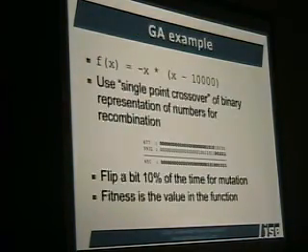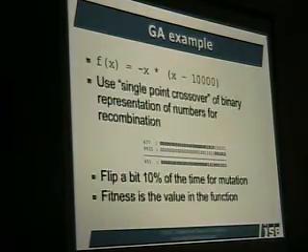So, a real quick example. There's a function. I'll say that two numbers combine by this concept called single point crossover, which means you write out the binary representation, randomly pick a spot, take the left half of one and the right half of another, and you get your new number. For mutation, I'm just going to flip a bit 10% of the time.